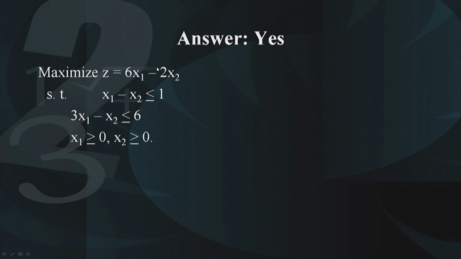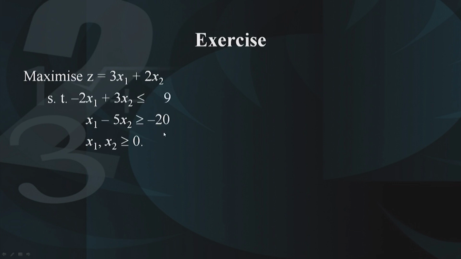So, this beautiful example illustrates that a problem may have an unbounded feasible domain, but the objective function value could be finite. Now, I will give you an example to solve. Please solve this example later on.